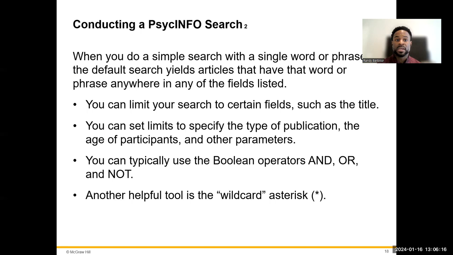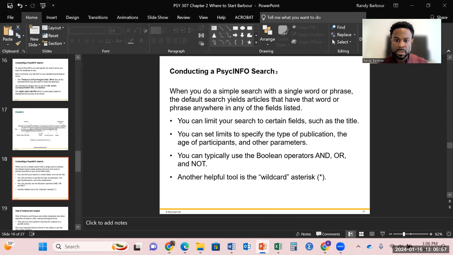I did a simple search with a single word or phrase just to yield some articles, right? But I could have limited my search with different titles, with different ands and ors, the asterisk. I can do all those things in order to hone in and limit my search, right? So I went from 19,000 to 7,000 with just a general date and just looking at research articles, but I could have looked for keywords and it would have limited that even more. So I'll even show you. Let's go back. I'll show you what I'm talking about. Let's go back to the internet here. Let me go back.